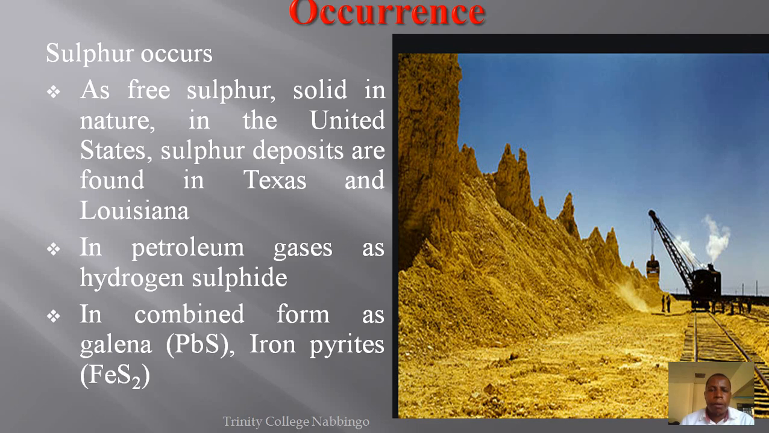There are some parts in the world, especially in the United States, like I've said, and the Middle East countries like Pakistan and the like, where sulfur can be found. And then as petroleum gases like hydrogen sulfide, where we can obtain it by fractional distillation of petroleum, a process known as refining. And then it can also be found combined with metals, especially lead and iron.